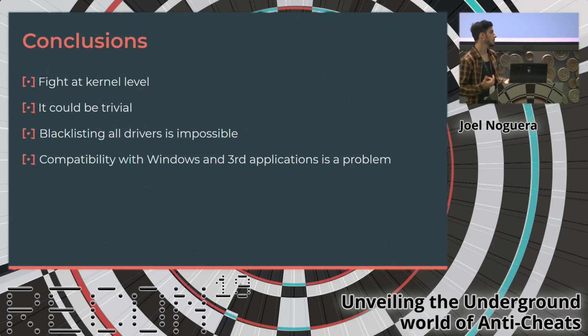And most important, the compatibility with Windows and third-party applications will always be a problem. Managing all the changes that these applications have in real time, or that are updated every week, is really hard for anti-cheat developers. We will probably use all these features they need to provide in order to abuse them and get an advantage against all the controls they perform.